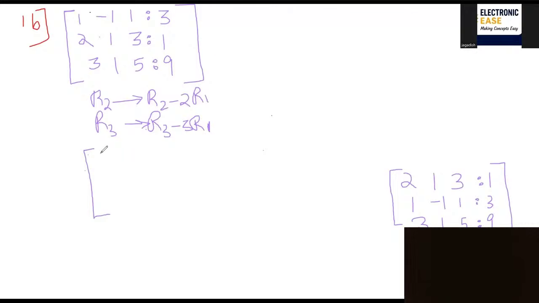You can discuss. So 1 minus 1, 1 is 2, 3. So tell me what is the matrix. If I do R2 minus 2R1, what will I get, children? Minus 3.